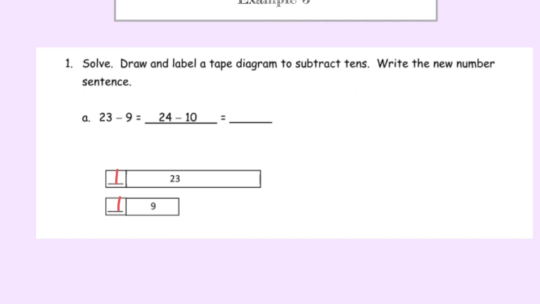24 minus 10 is equal to 14. Because we added 2 ones on each side, they cancel out or even out. So 23 minus 9 is still 14, and that's equal to 24 minus 10, which is again 14.